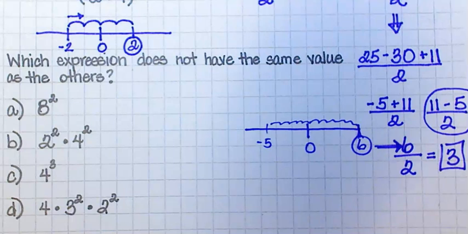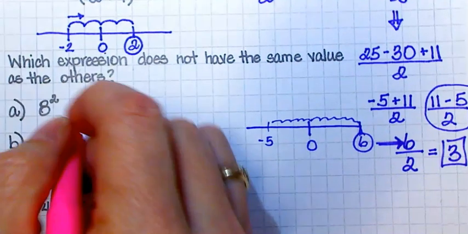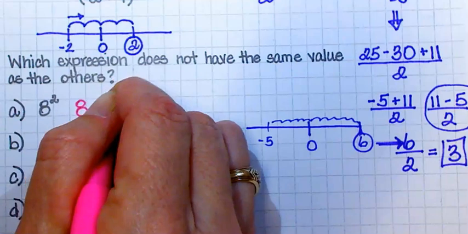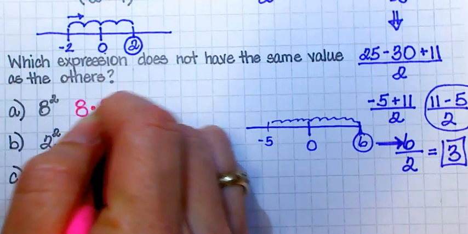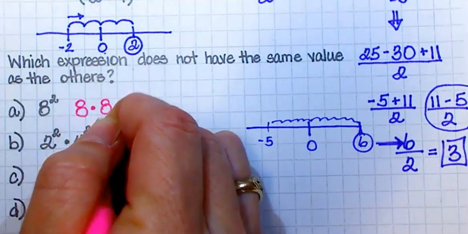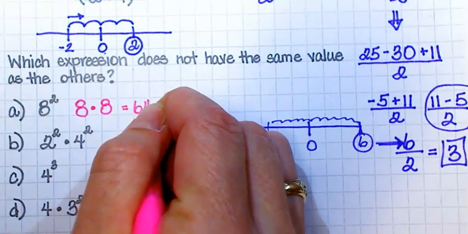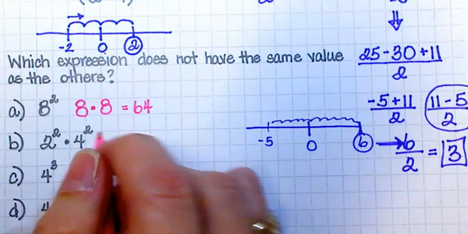Okay, so number 2, I'm going to do in this hot pink, and it says which expression does not have the same value as the others. Well, 8 squared. Remember, 8 squared is not 8 times 2. It's 8 multiplied by itself 2 times. I have an 8 and an 8, 8 times 8, which is 64. That is not the same as saying 8 times 2.